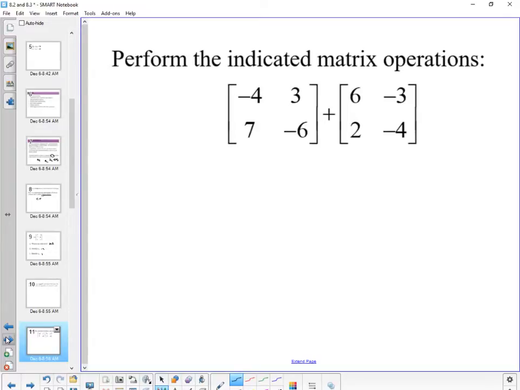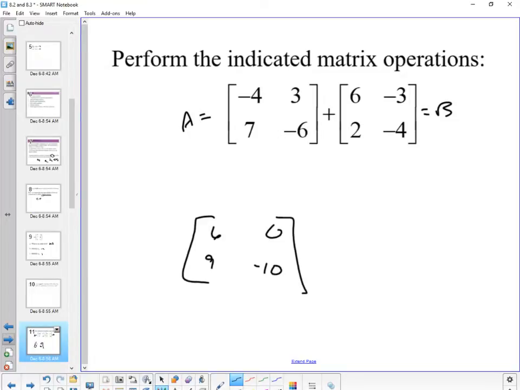But they might even say let this represent A and let this be represented by B. They might ask you to operate this way: A plus B. So you might see the operation that way, and then you'll have to figure out what goes where. But this isn't bad, right? Let's figure this out. If I'm adding a 2 by 2 with a 2 by 2, what should I end up with? A 2 by 2. So I should get 6, 0, 9, negative 10.